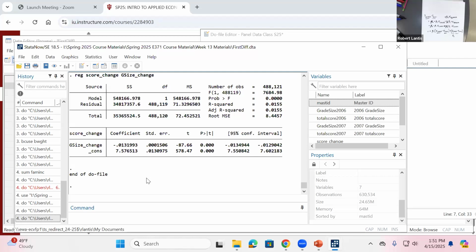So first difference doesn't change our interpretation, but what it can change, because it controls for all these time invariant factors, is what the actual coefficient value is. We've eliminated a lot of omitted variable bias here. Okay. Questions on this before we keep moving? Okay.